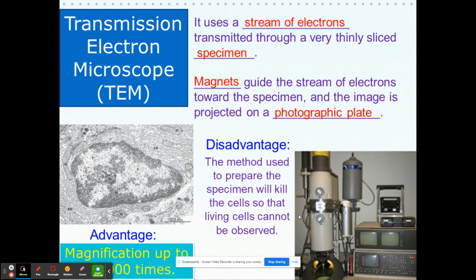So how it actually works, the magnets guide the stream of electrons towards the specimen, and it's projected through a photographic plate. The disadvantage is that the specimen needs to be killed because you shoot the electrons through the organism. So you can see how fancy they are in terms of the transmission electron microscope.